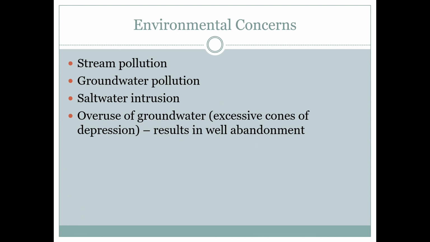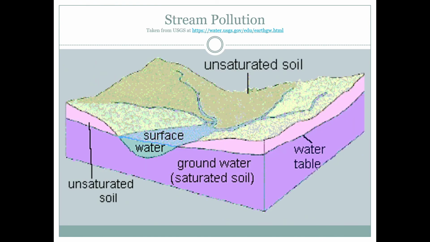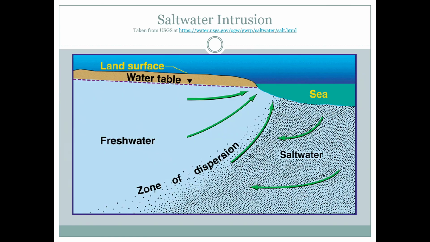And then, of course, overuse of groundwater, excessive cones of depression, we talked about a little bit ago, can result in the abandonment of wells and the using up of water resources that can be detrimental to the environment. Right? So, as you can see, this shows how groundwater and streams and lakes and whatnot are related. See how the groundwater flows right into the lakes and the streams. So if you pollute one, you pollute the other.